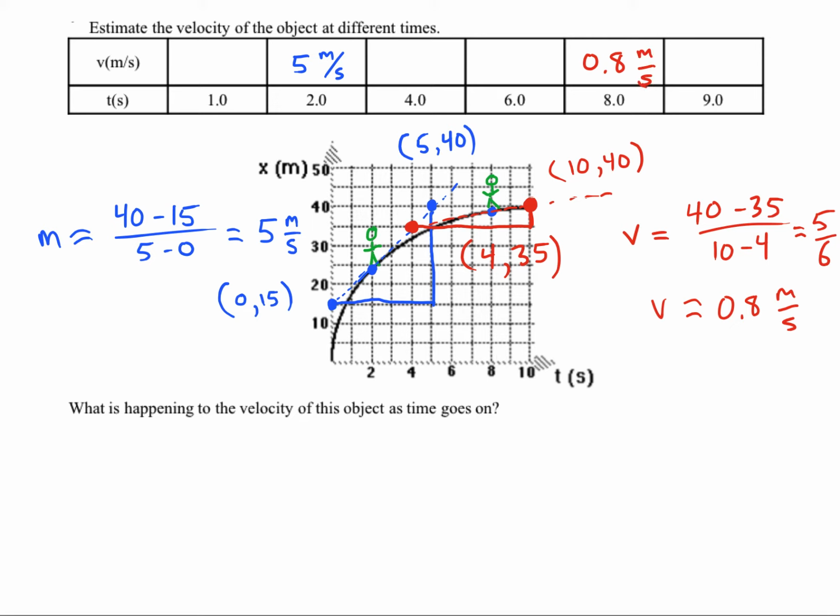All right, according to these calculations, what's happening to the speed of the object as time goes on? It's starting off with high values because it's steep, and then it's ending up with low values. The velocity is decreasing. We could also say that the object is slowing down.